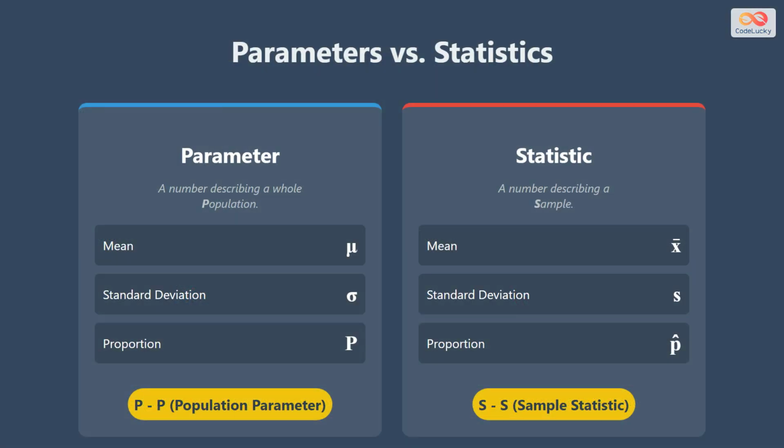Finally, let's look at the notation. Remember this mnemonic: P is for population parameter and S is for sample statistic. For a population, we use Greek letters like mu for the mean and sigma for standard deviation. For a sample, we use English letters like x bar for the mean and s for standard deviation.